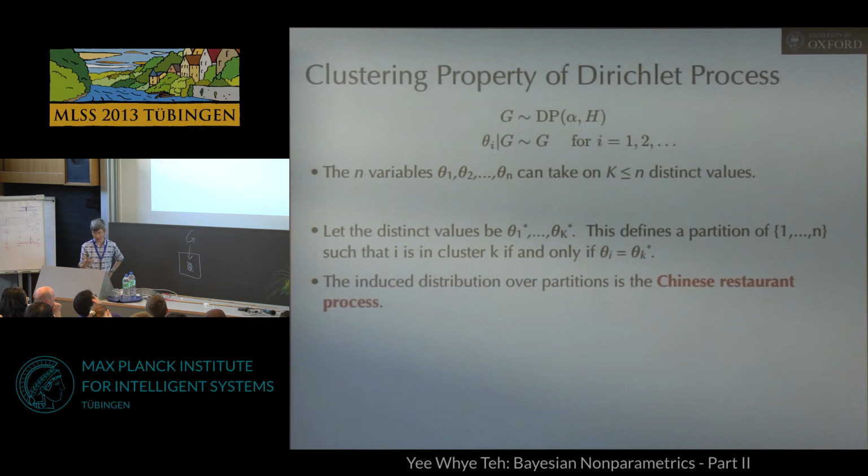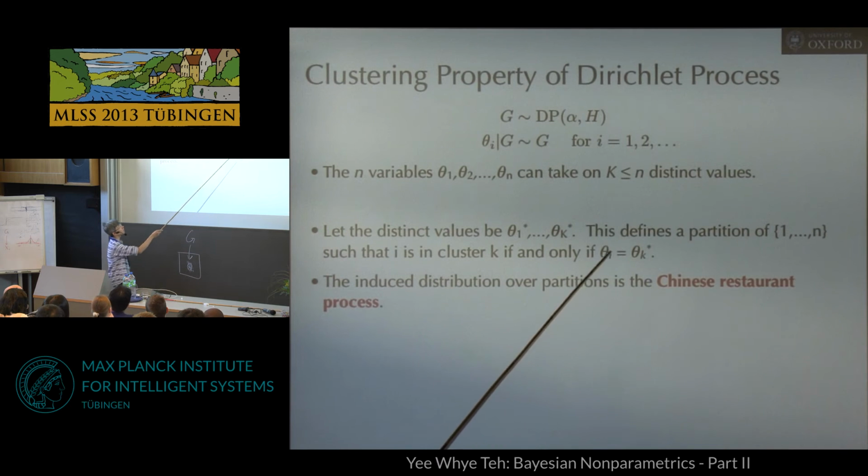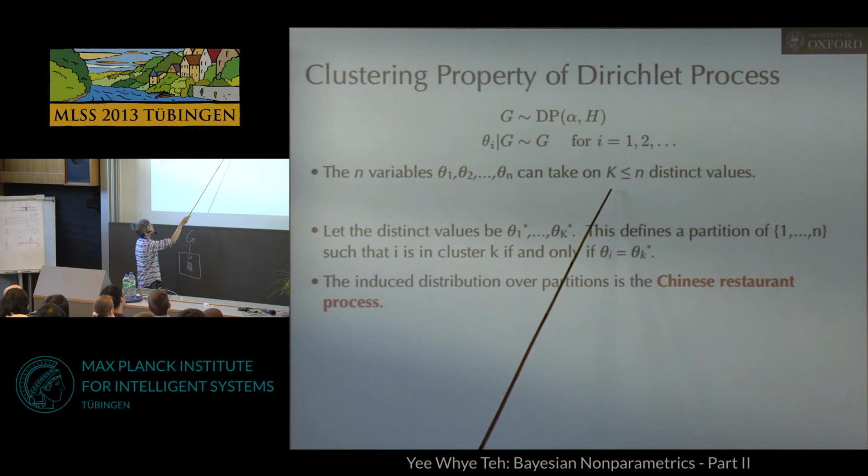And the fact that our probability measure is atomic actually leads to this clustering property, which leads to the CRP, basically, right? Because G is atomic, the n variables θ1 to θn can take on repeated values, which means that if you look at the distinct values, let's say there are k distinct values, k could be less than n, okay?